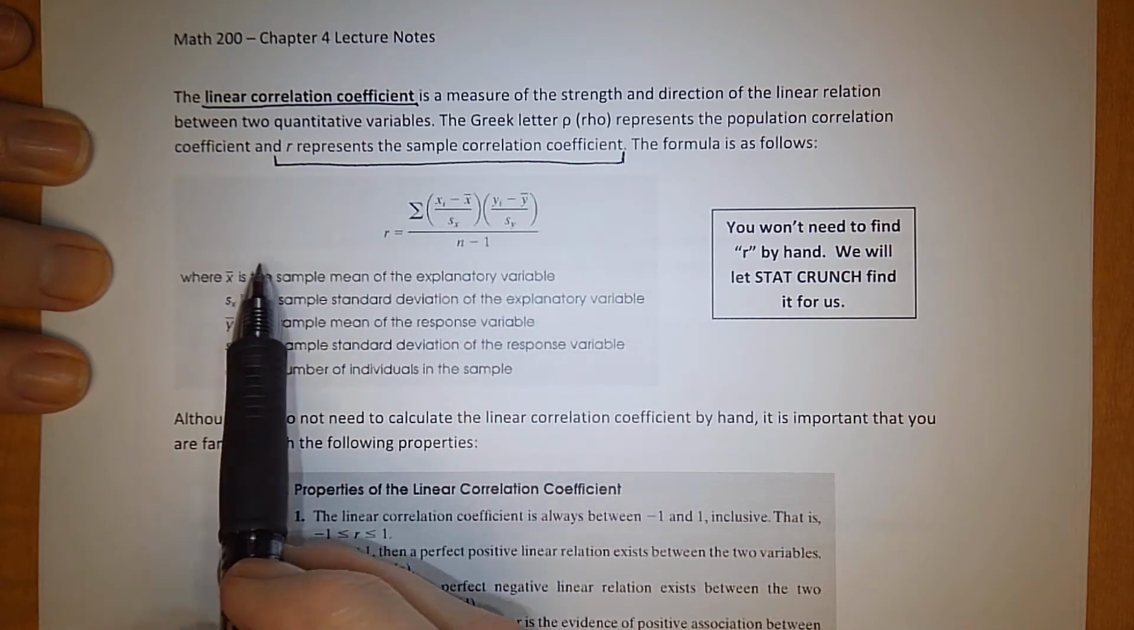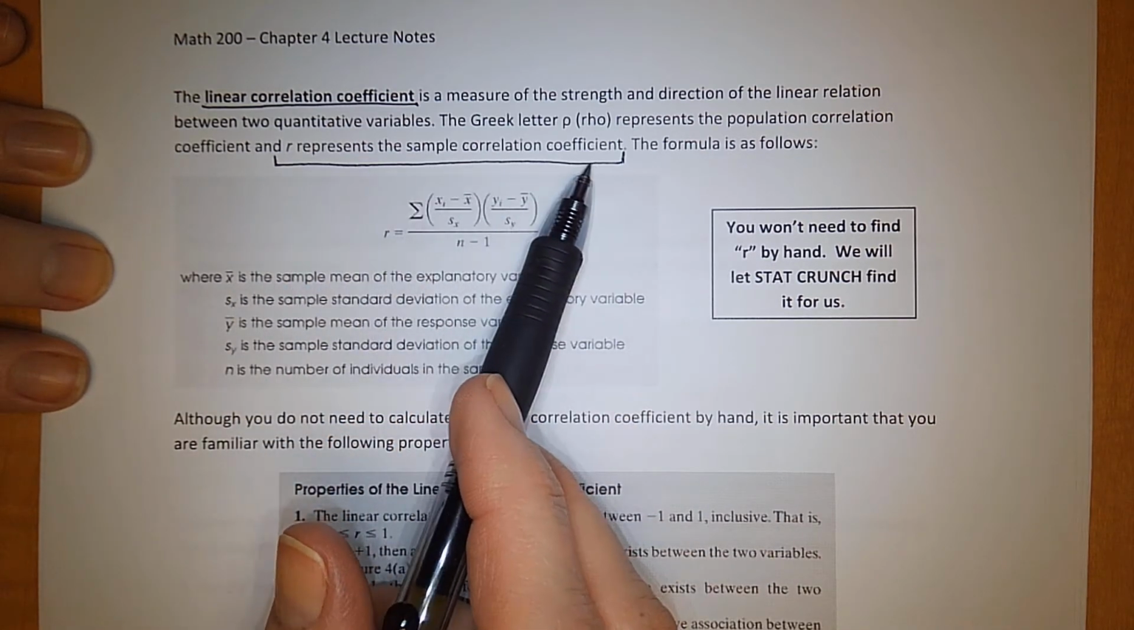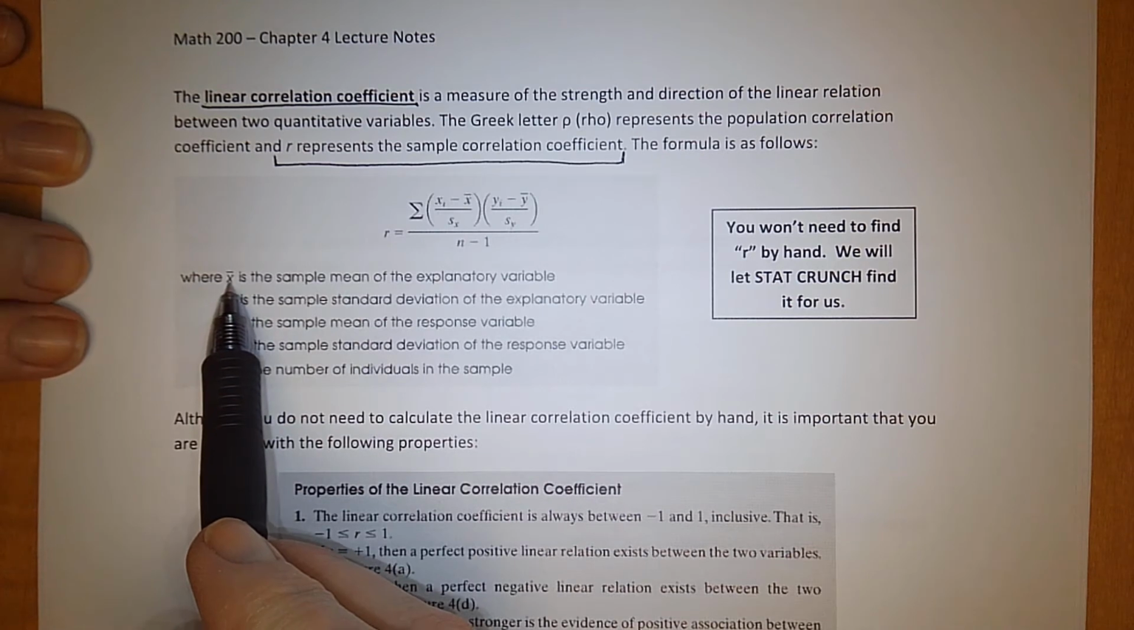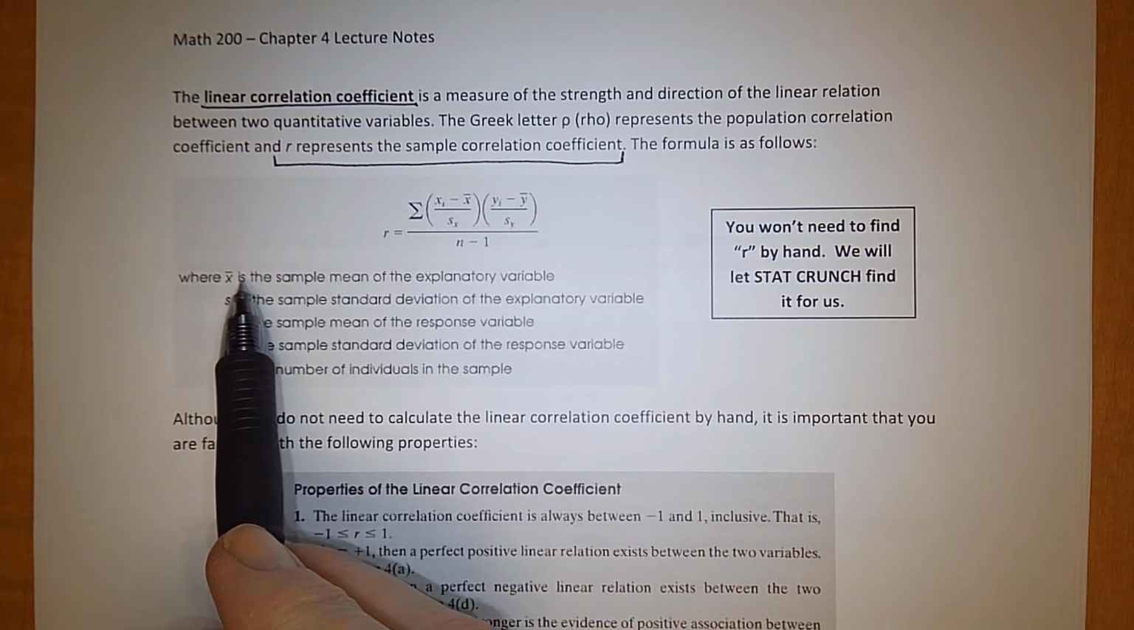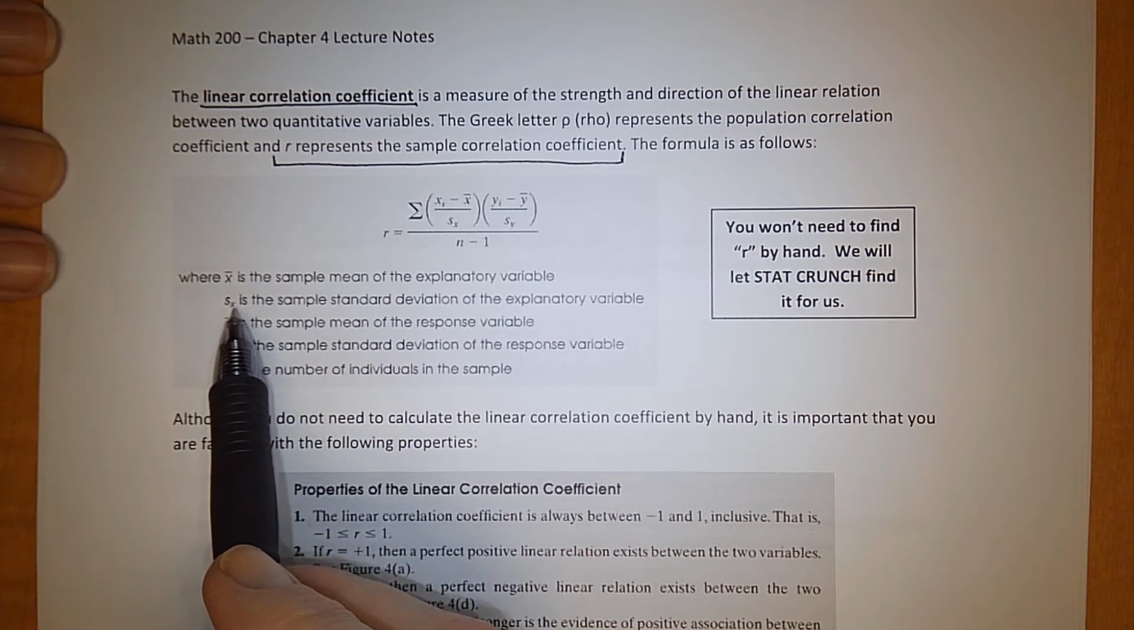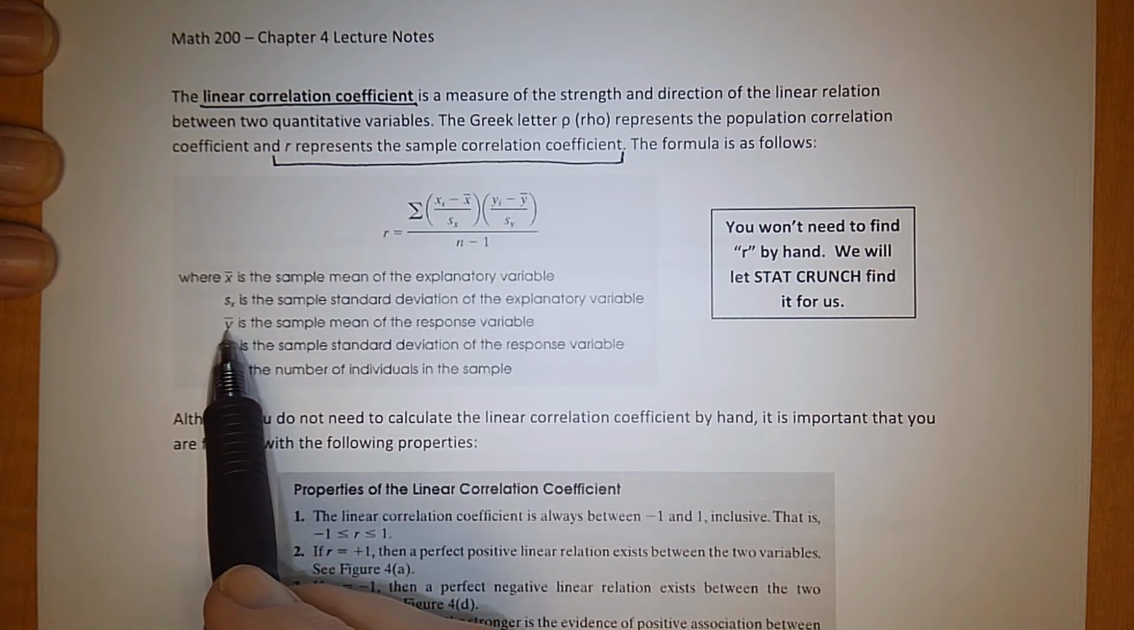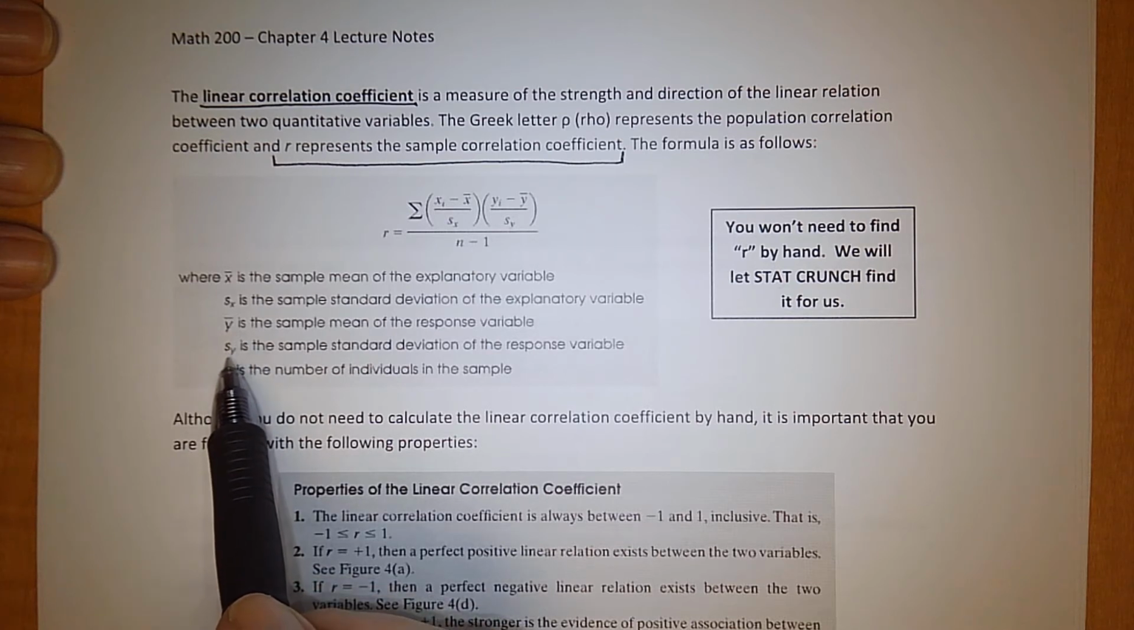What you're going to need in order to find the sample correlation coefficient is x bar, which is the sample mean of the explanatory variable. You're going to need the sample standard deviation of the x. You'll need the average of the y, which is the response variable. And you'll need the standard deviation of the y response variable as well. You'll also need to know n, the number of individuals in the sample.